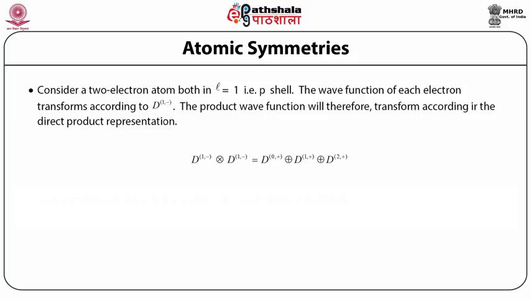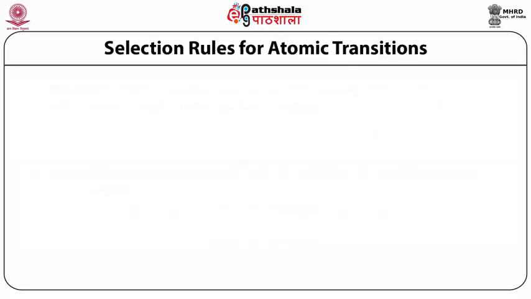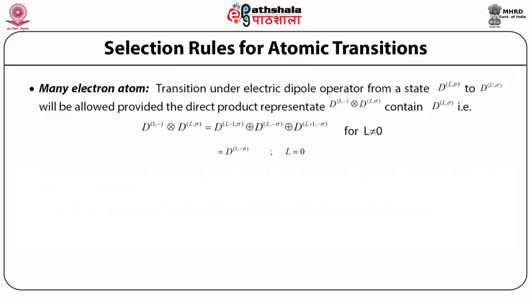The direct product gives three representations, all of the same parity, which is positive, because both electrons have negative parity and the product has positive parity. Therefore the direct product of the two electrons in the P shell has a representation as a sum of representations corresponding to L equal to 0, 1 and 2, all with even parity plus. Thus the atom can be in the state L equal to 0, 1 or 2 with even parity in each state.